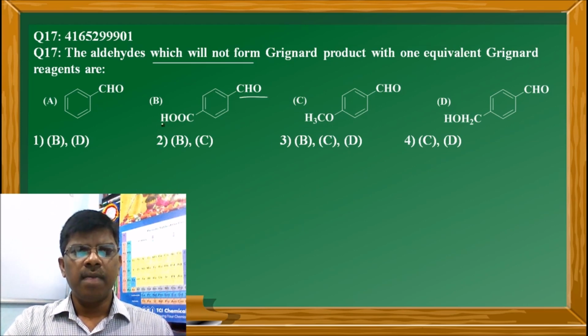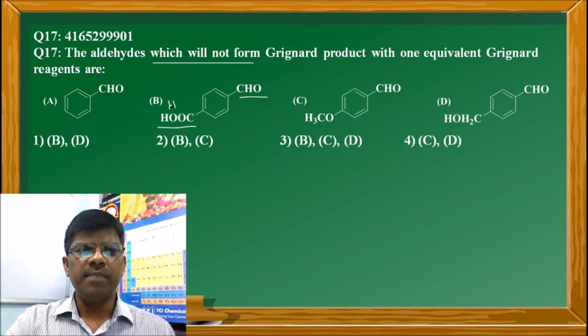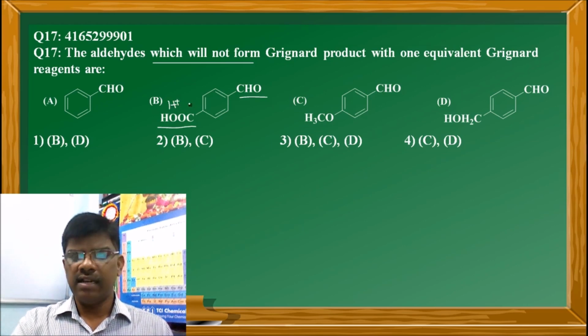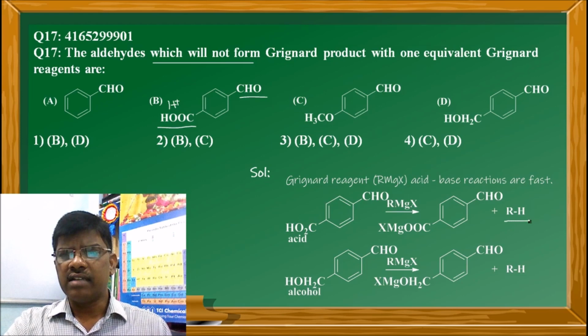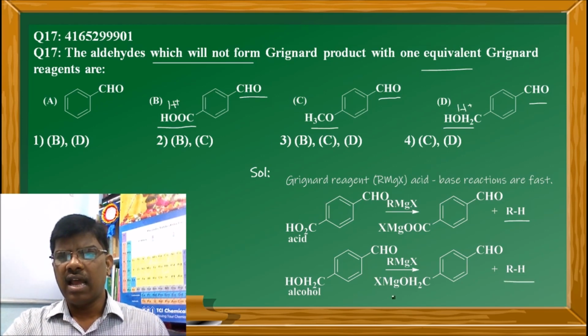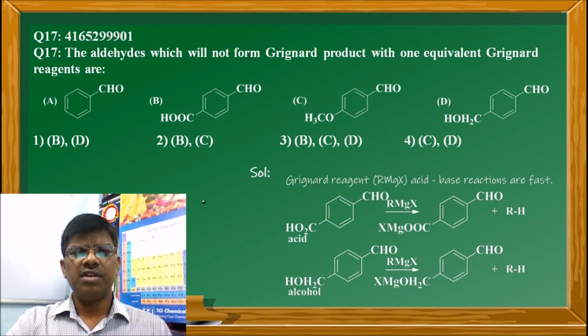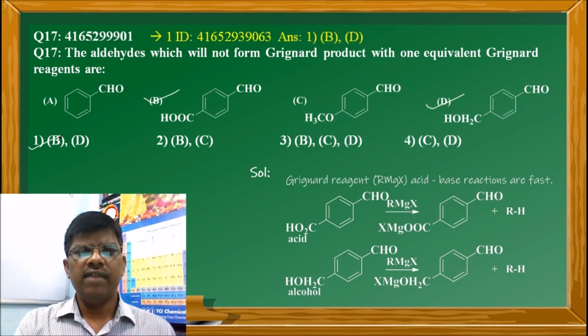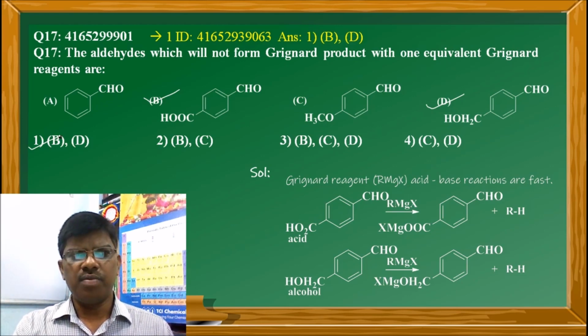This aldehyde has an acid group. This acid gives H plus ions in the reaction medium. This acidic H plus will react with the Grignard reagent to give RH. So one equivalent of Grignard reagent is not enough for this reaction. This is not going to give the product. Coming to option C, this is methoxy, which will not disturb the aldehyde. Yes friends, this aldehyde gives the Grignard product. When it comes to this compound, with alcohol and aldehyde, this alcohol also gives H plus ions. This H plus will react with one equivalent of Grignard reagent and give an alkane, and this is going to form a salt. This is not going to react further with only one equivalent of Grignard reagent. So options B and D will not give the product with one equivalent of Grignard reagent. So option number 1 is the correct option friends.